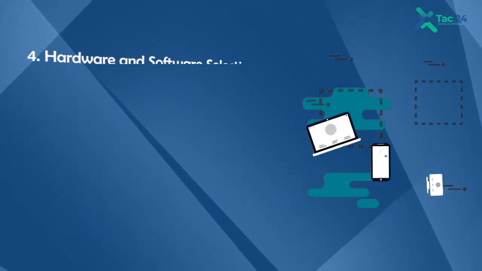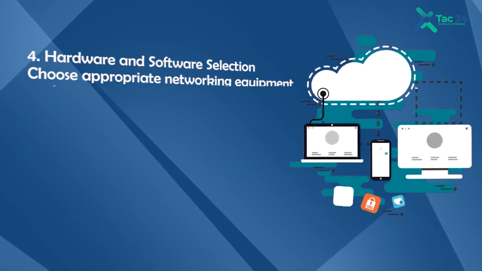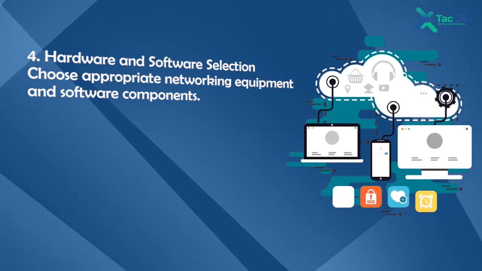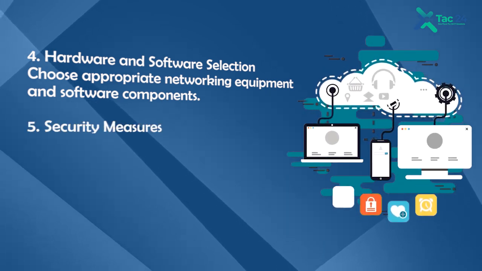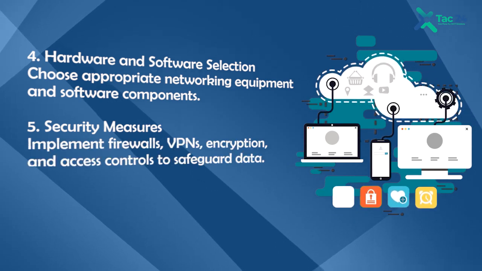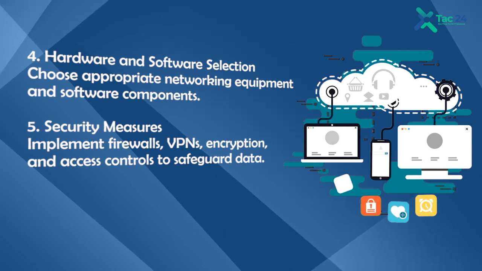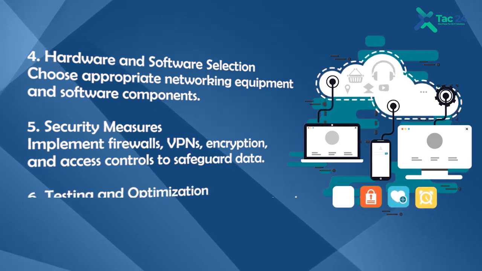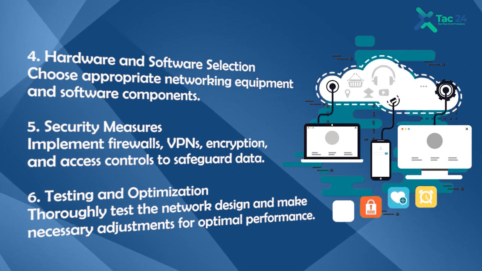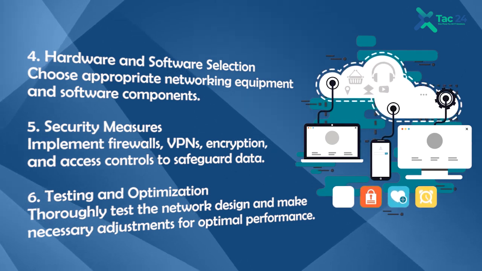Number 4. Hardware and software selection. Choose appropriate networking equipment and software components. Number 5. Security measures. Implement firewall, VPN, encryption and access controls to safeguard data. Number 6. Testing and optimization. Thoroughly test the network design and make necessary adjustments for optimal performance.